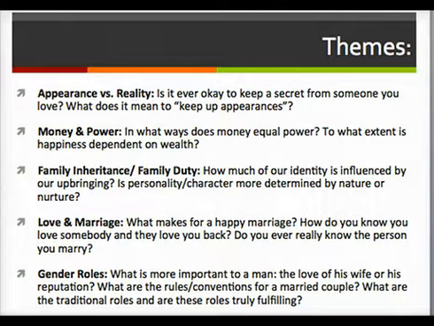So these are some prominent themes, and if you wanted to pick a theme to write your essay on, you could pick one of these, but these are some prominent ideas or themes that are present in the play. The first one is appearance versus reality. So there is this idea of deception or secrecy that is evident in Nora's secret from her husband.